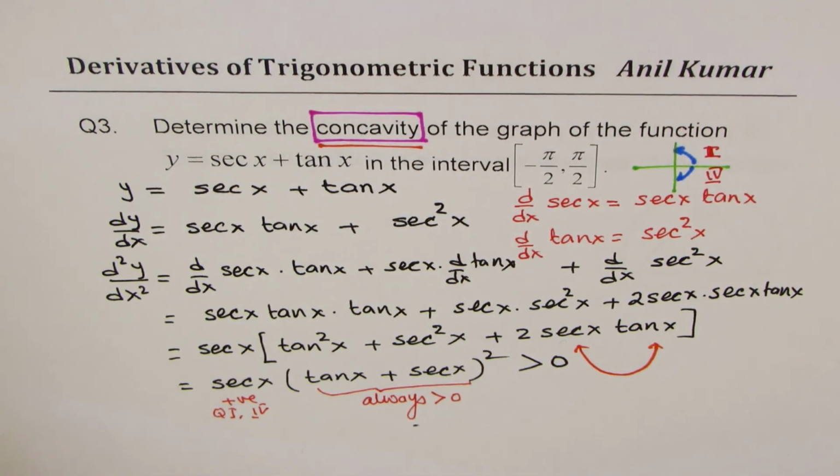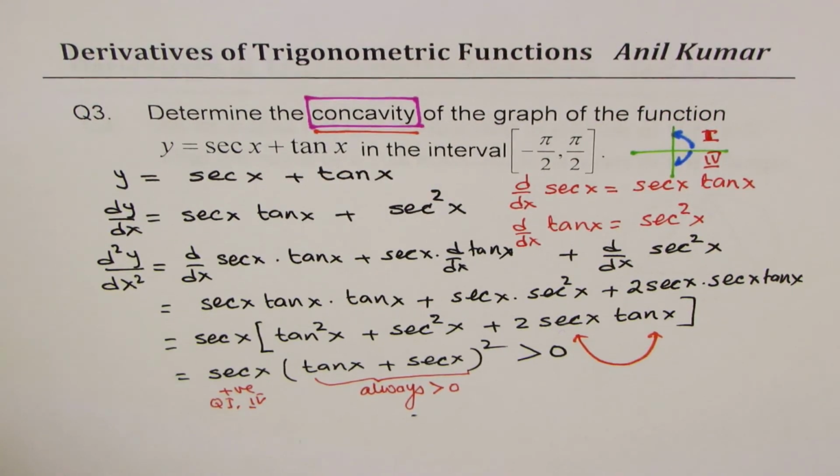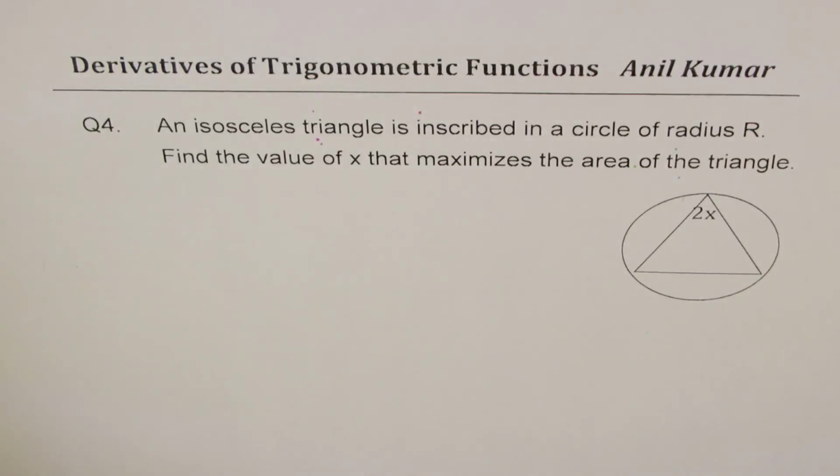So if the second derivative is positive, the curve of the graph has to be concave up in the given interval. Perfect. So that is how we can prove it. So I hope it's absolutely clear. Very important question. Now let's move on to the last question of this derivatives of trigonometric functions.